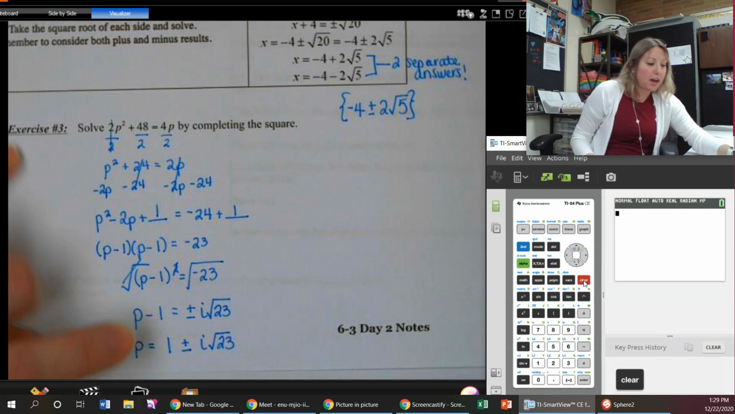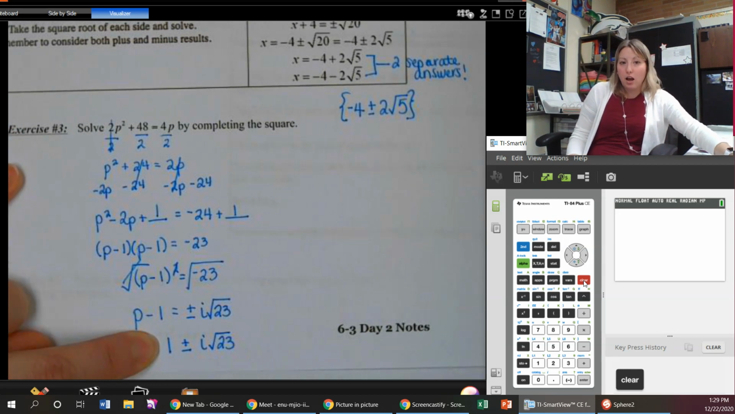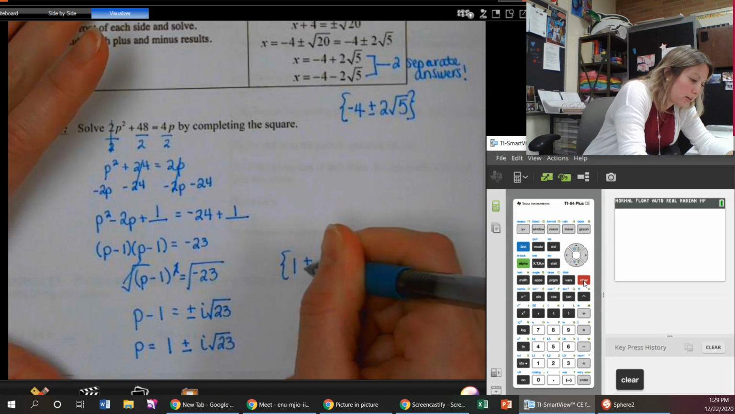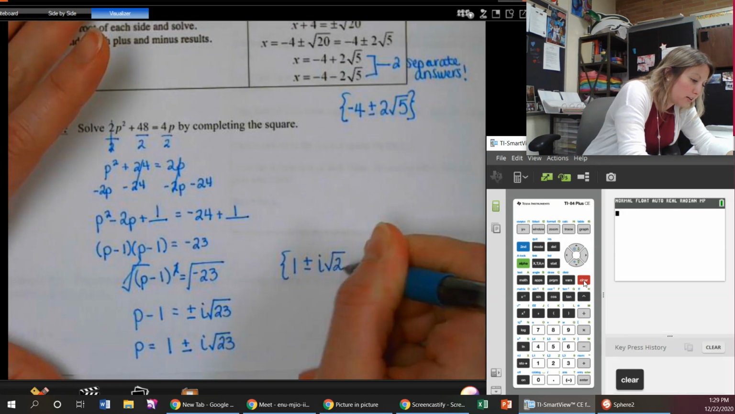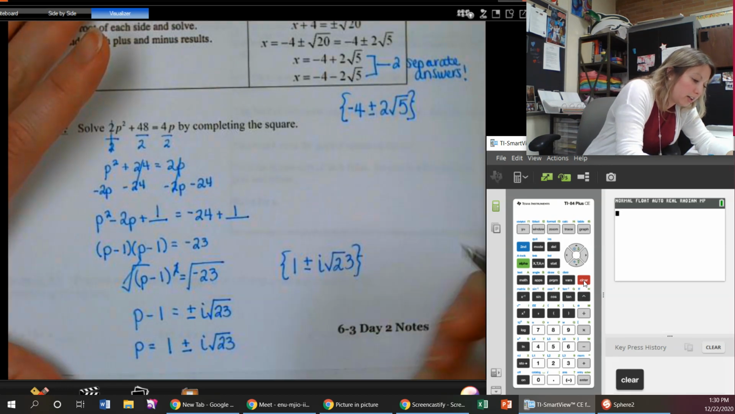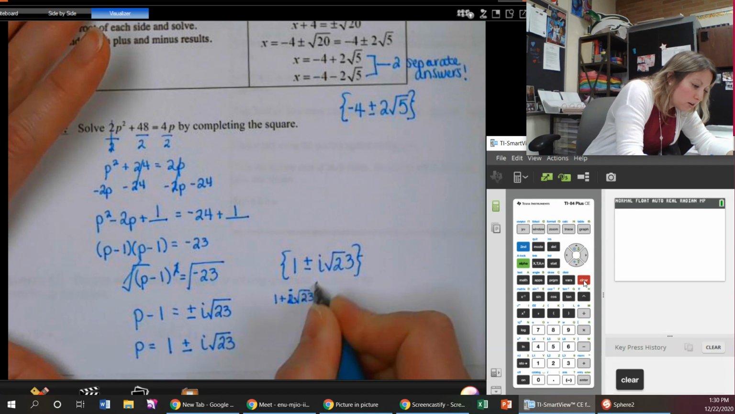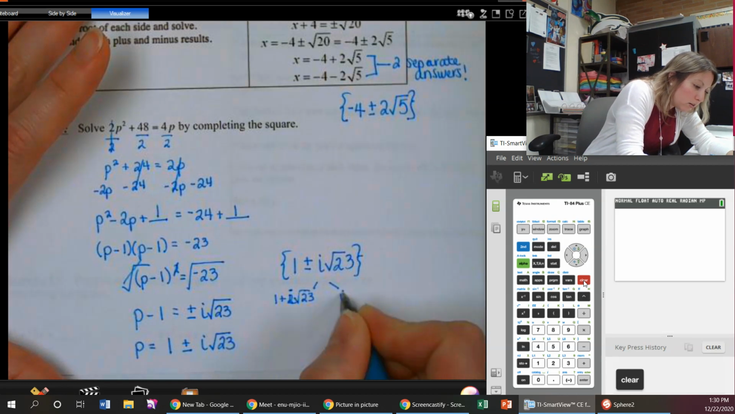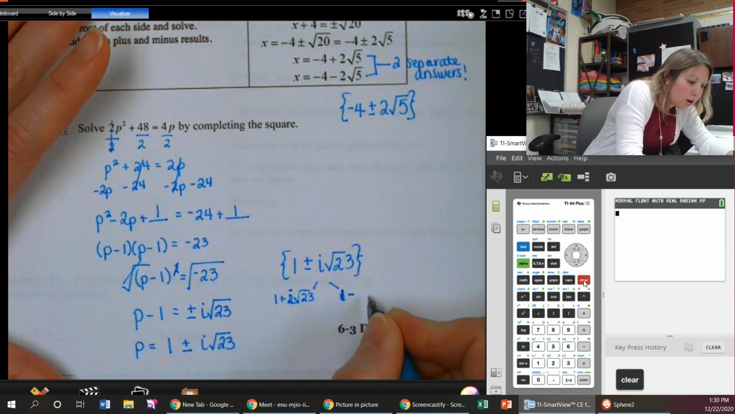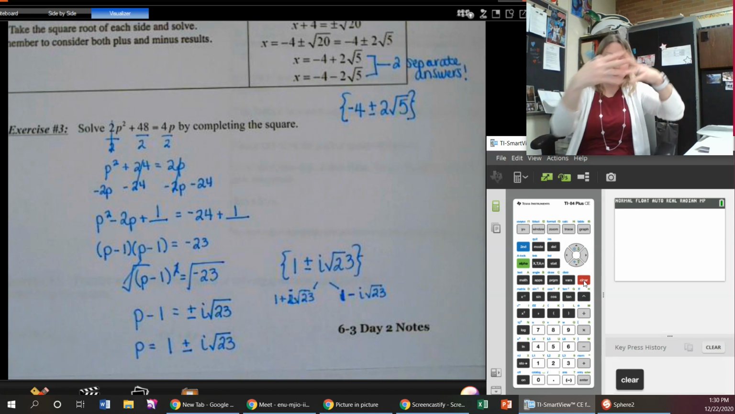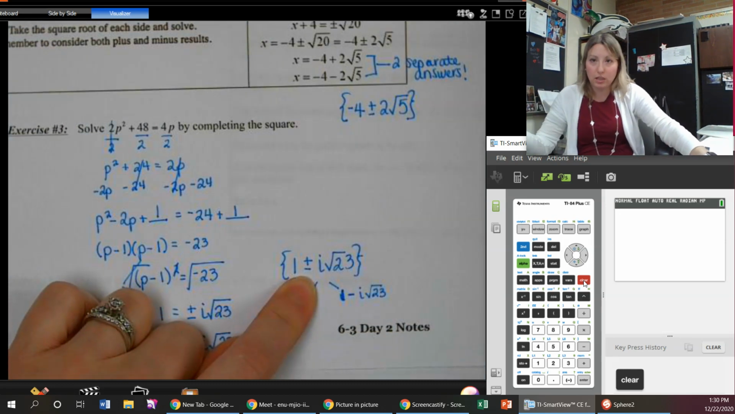So you get 1 plus and minus i radical 23. So my two answers here, 1 plus and minus i radical 23. Those two answers are really 1 plus i radical 23 and 1 minus i radical 23. There we go. Those are the two completely separate answers that I'm just putting that plus and minus between them.